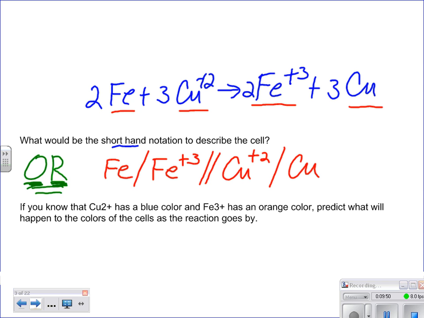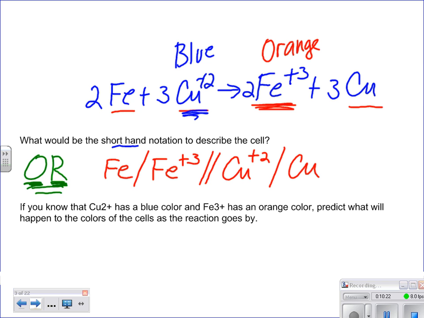And then the last little bit here, it says if you know that copper 2 has a blue color and iron 3 has an orange color, predict what will happen to the colors of the cells as the reaction goes by. Well, let me do this in the right colors. We know that copper 2 ions, when in solution, are blue. And we know that iron ions are going to be orange. So that's what we end up seeing when it's in solution.